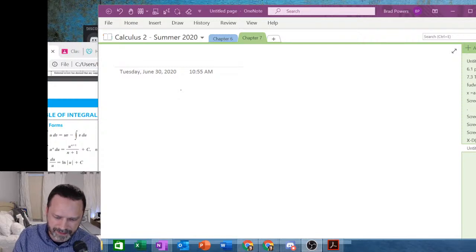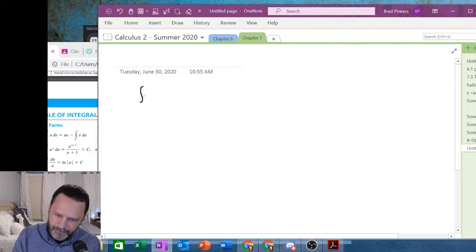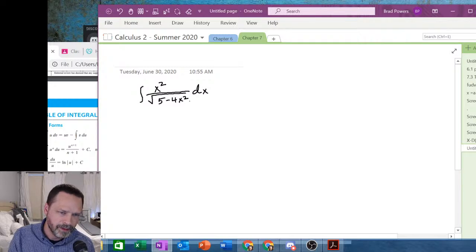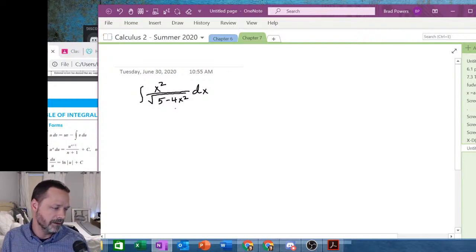Let's go ahead and do some examples. Let's say we had the integral of x squared over the square root of 5 minus 4x squared dx. And you may see something like this and say, hey, I know how to do that. I can use a trig sub. And you'd be correct. It's like, why not? Let's use a trig sub. Probably would work. We see a root there. We're like, yes, trig sub. Use it.